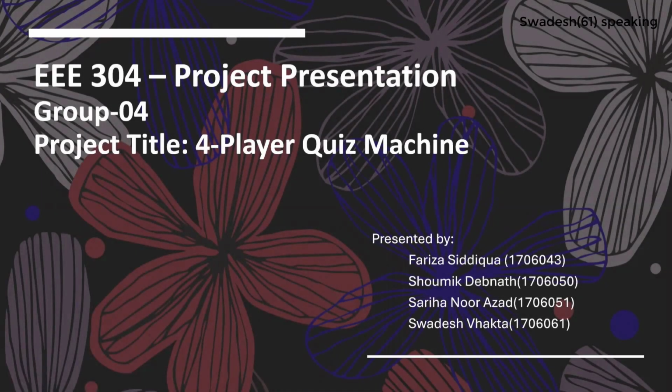Hi everyone, welcome to our Tripoli 304 project presentation. We are group 4. Our group members are 43, 50, 51 and 61. Our project idea was to implement a 4-player quiz machine.